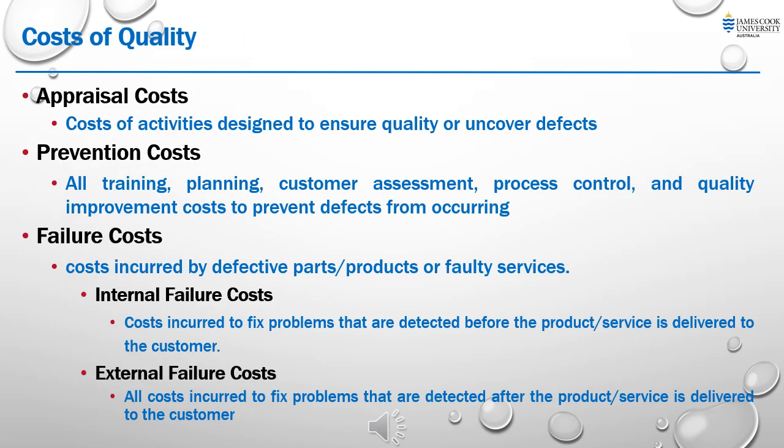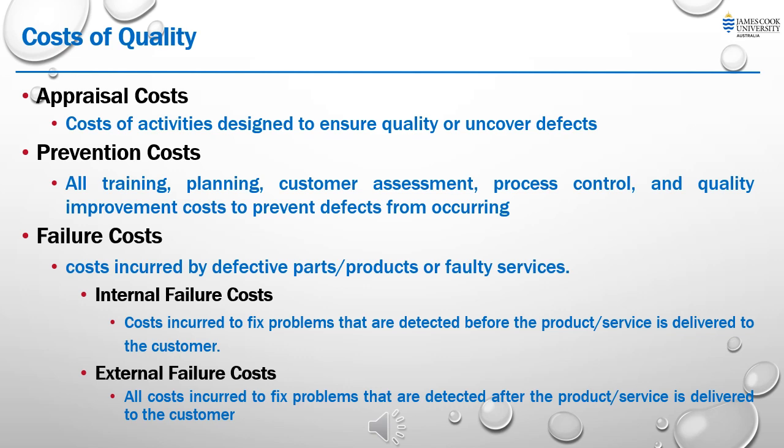The costs of quality. We're looking into appraisal costs, activities designed to ensure quality or uncover defects. Then we have prevention costs. We try to prevent anything, but there are costs as well of all the training, planning, customer assessment, process control, and quality improvement to prevent defects from happening. But we have something bigger called failure costs. So failure can be internal failure costs or external failure costs.